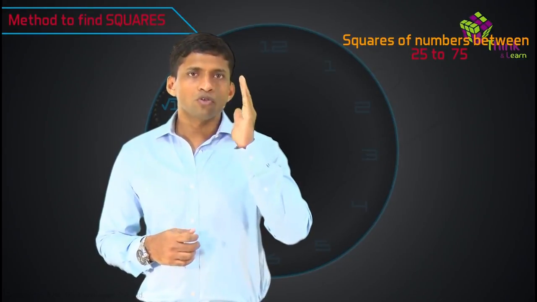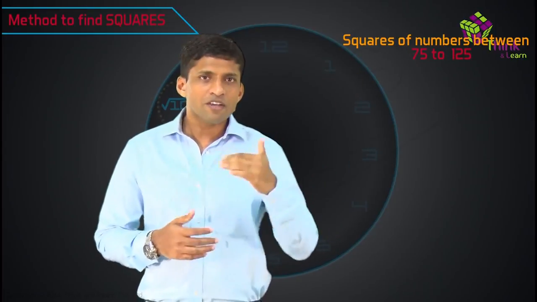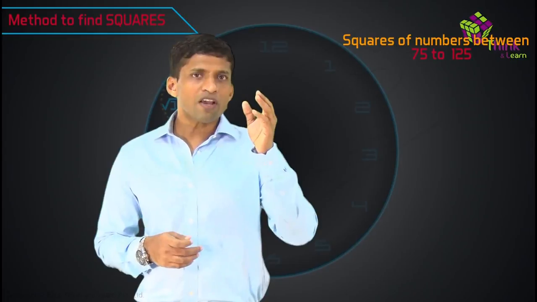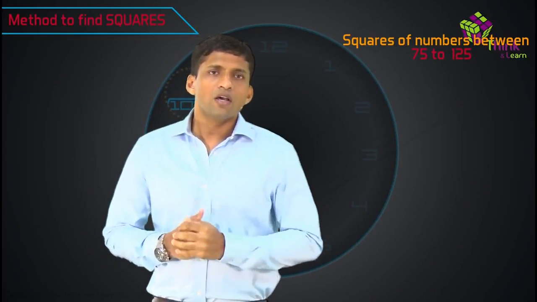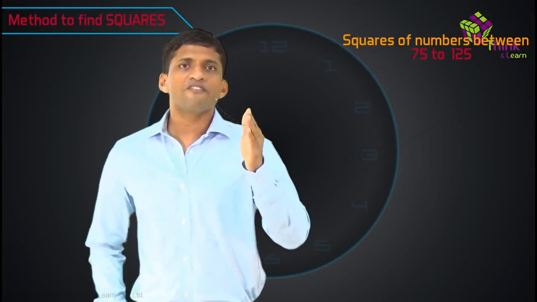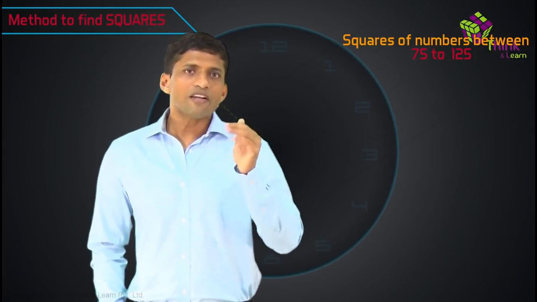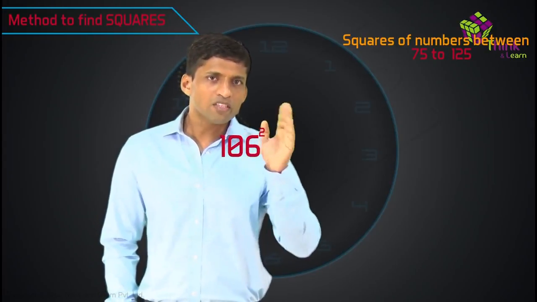Now to use a similar method between 75 and 125, and in fact it's even faster. Here we will deal with a multiple of 25, something which is even faster because we can take 100 here. So how do we use that method, right? To find squares of numbers between 75 and 125. Let's take an example. Find 106 square. To find 106 square, this is the method.